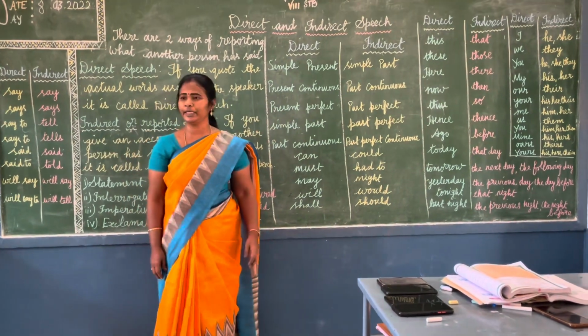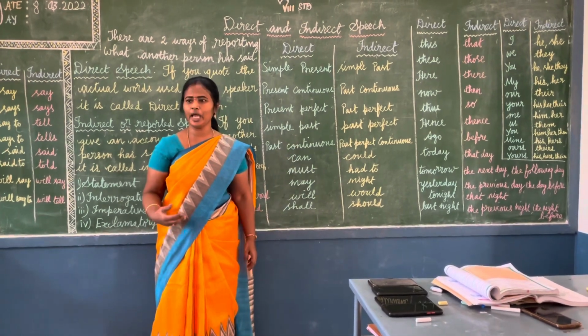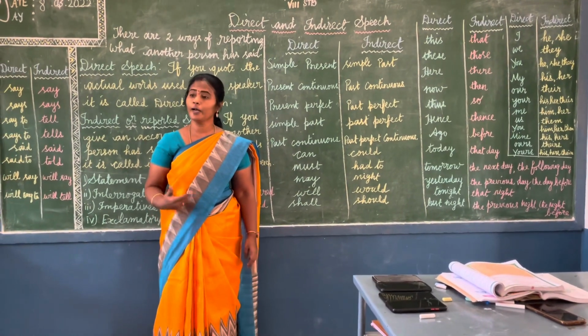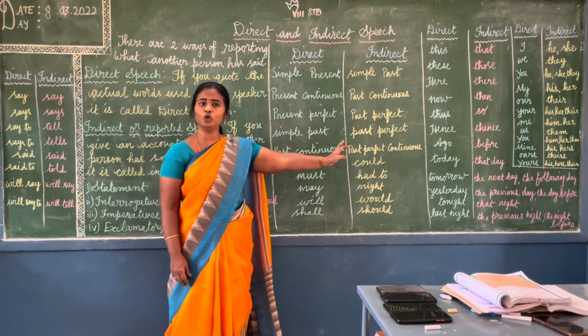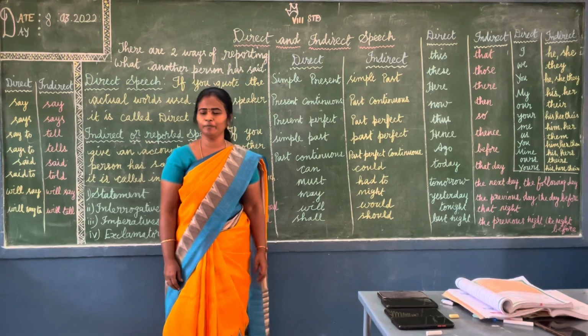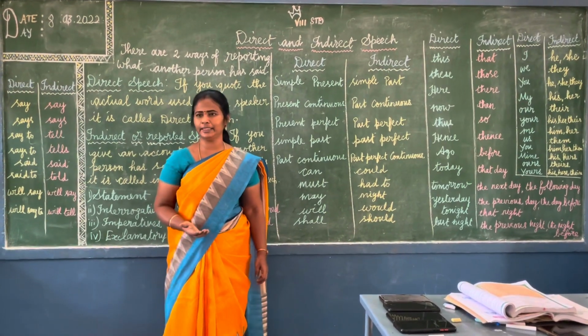Then present perfect tense. Present perfect means what? Just now you have finished. I have completed writing the test, or I have written that test. That present perfect should be changed into past perfect. So she had completed the test, or she had written the test.